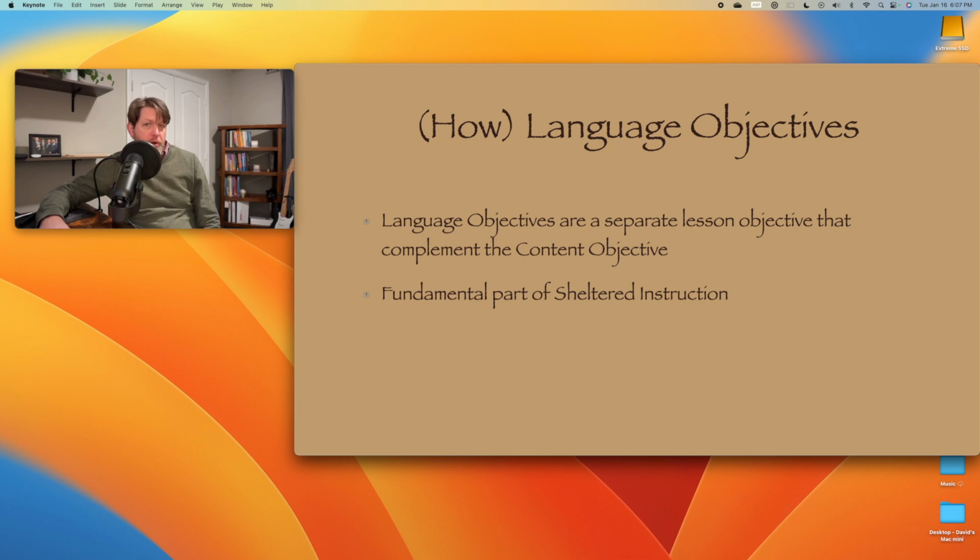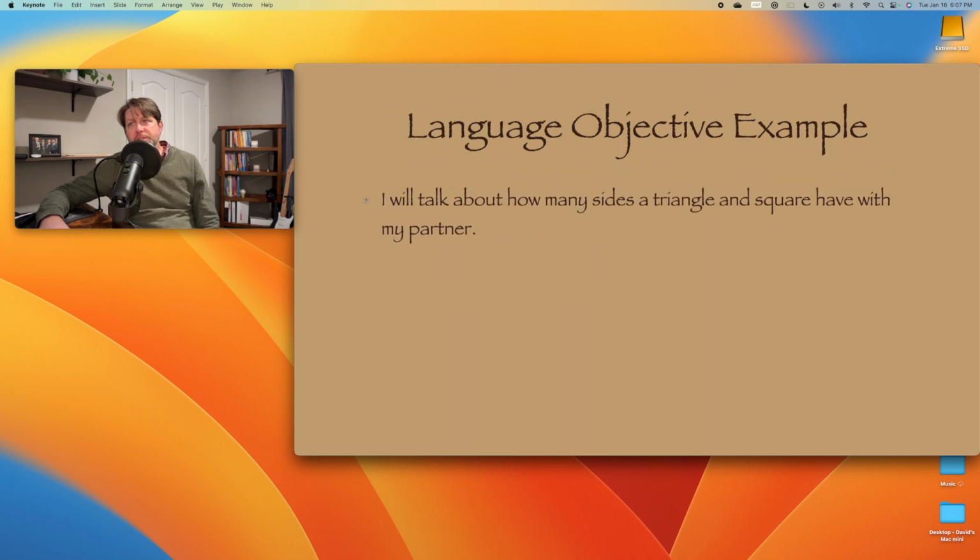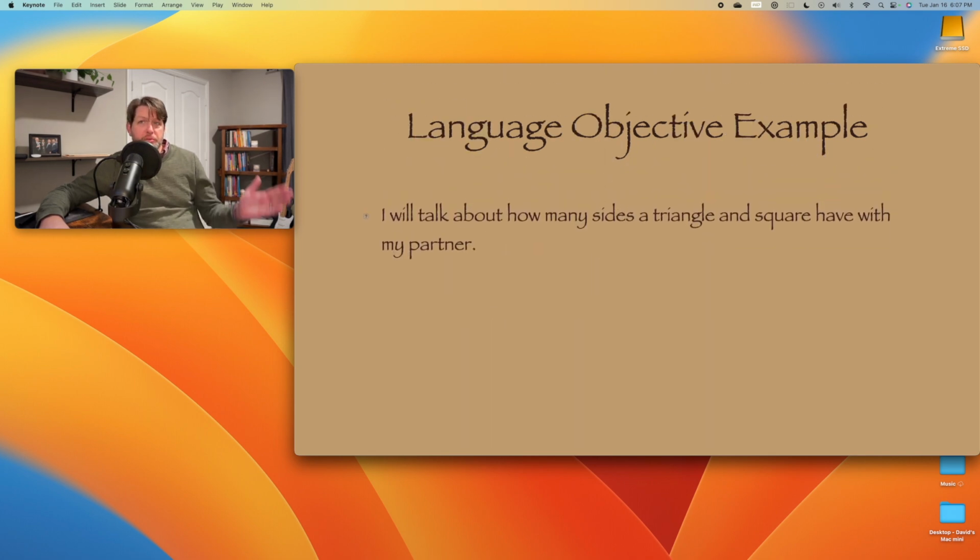It's a fundamental part of sheltered instruction, content-based instruction. It's basically guiding you and helping you think explicitly about how you're going to focus on language in the learning. So let's look at an example. And I'm just going to show you an example, and then I'm going to give you a frame, and I'm going to break it down for you so that you can see how each part works.